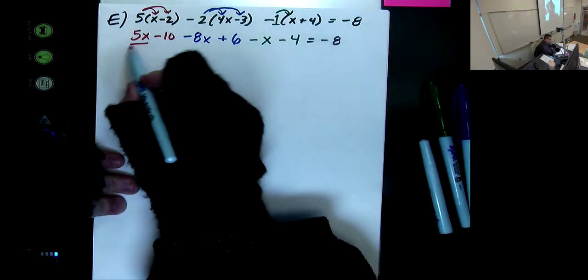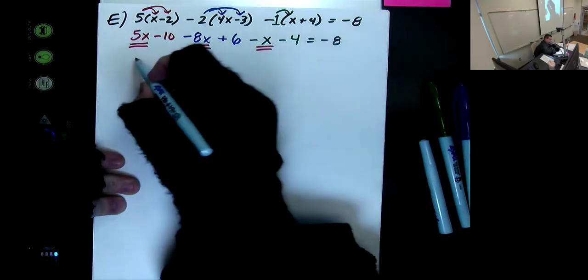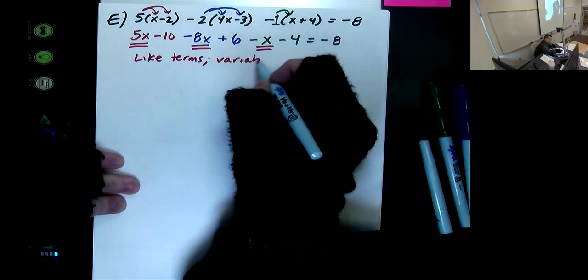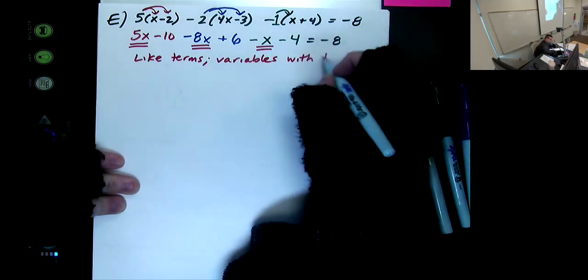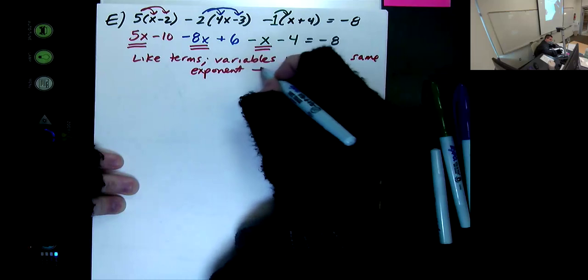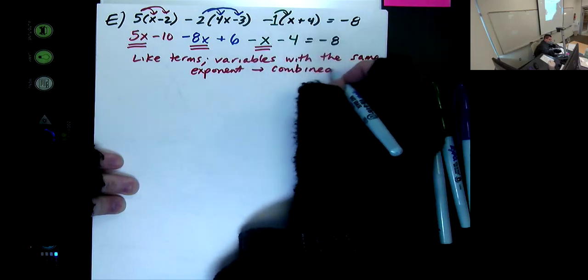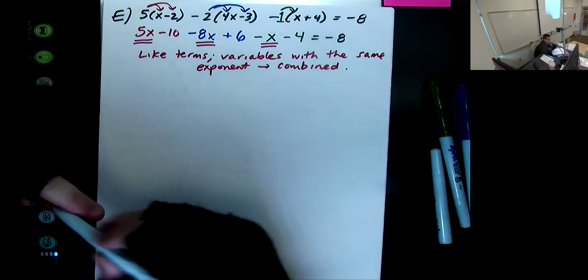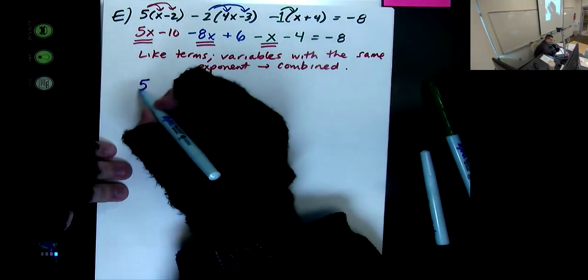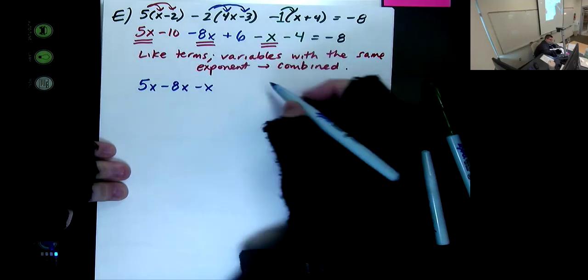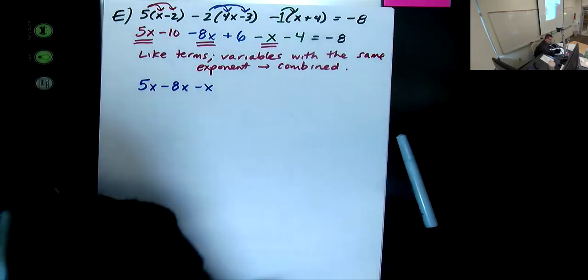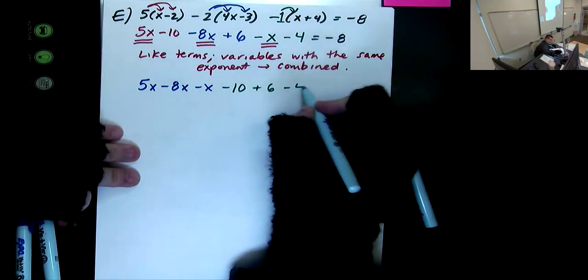Variables with the same exponent are called like terms. And they can be combined. One way to do this is to put them all together next to each other. And then I'll put all the whole numbers, or the constants, together right here. Group them up by what they have.